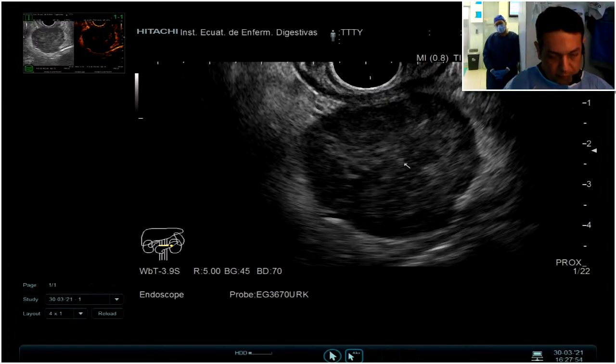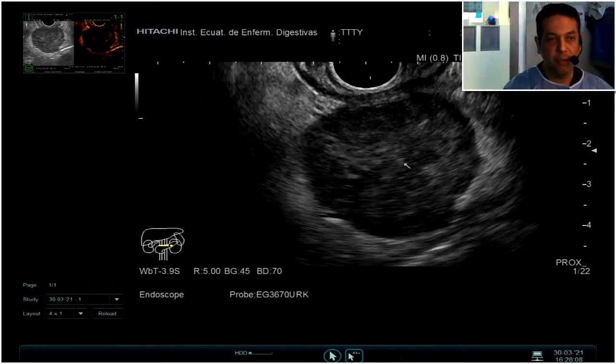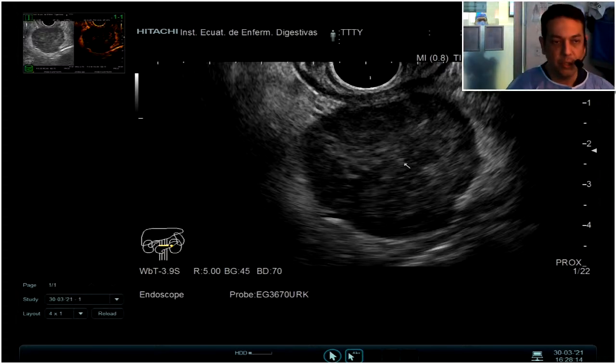However, there are still some features that we can evaluate and increase this accuracy to 100% using contrast enhancement, and I believe that is the future of evaluation of this kind of lesion. So first of all, I think this is a potential lesion that probably is a malignant lesion.